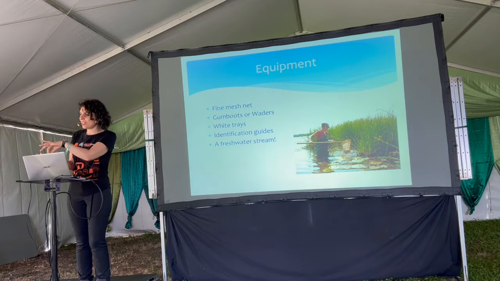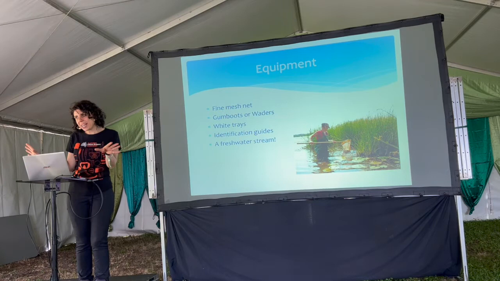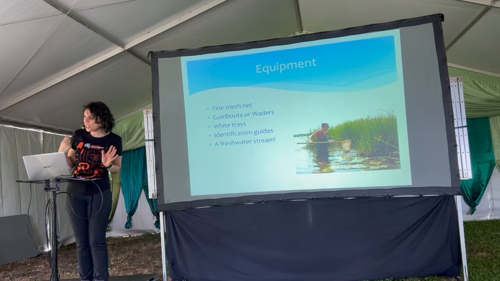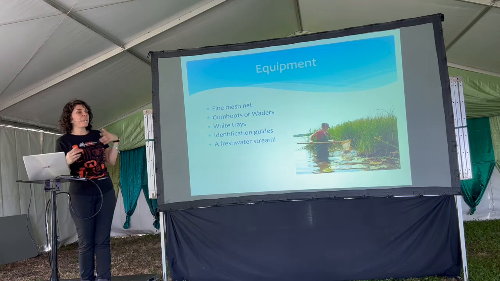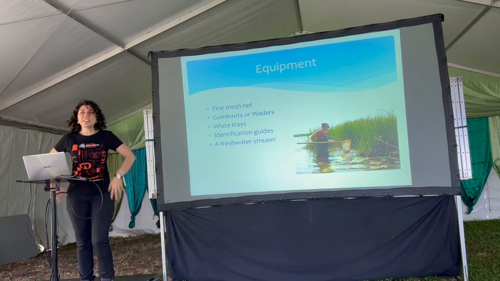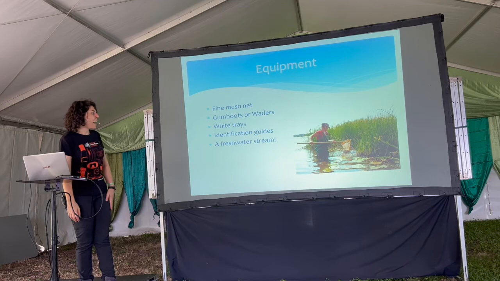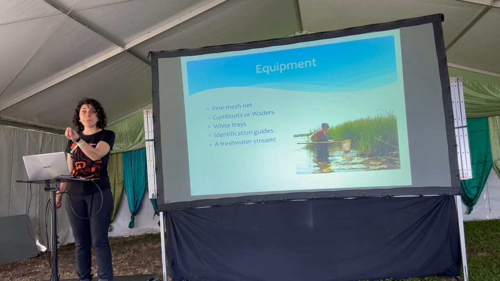Although you don't have to go out and buy an expensive net, you can just go to your local pet shop and buy one of those nets for a fish tank, and you will be able to catch plenty with that. But if you want to get a little bit more serious about it, you will want to upgrade and get a finer mesh net. Obviously, something to keep you dry and to protect your feet is a good idea, like gumboots or waders. White trays, white like these chairs, to make the bugs stand out because they're so little, you need all the help that you can get.